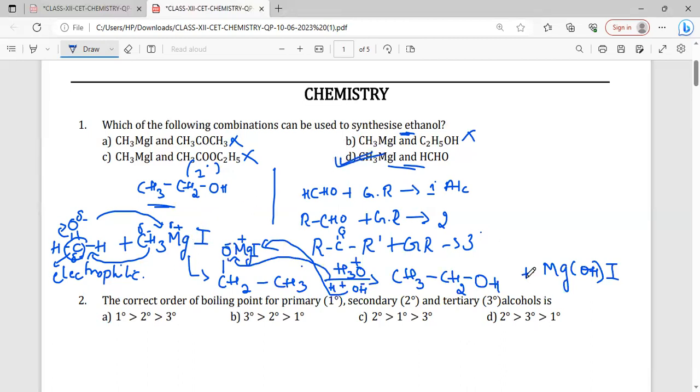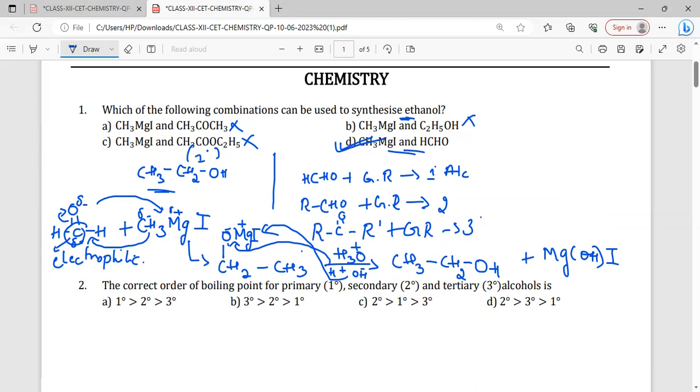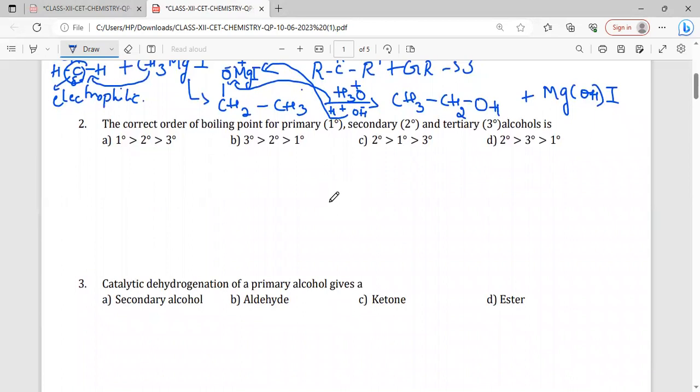Okay. Next question: the correct order of boiling point for primary, secondary, and tertiary alcohols. Very easy and straightforward question. We know that boiling point is directly proportional to the number of carbon atoms. But here, if we have primary, secondary, and tertiary alcohols, the number of carbon atoms is the same. But what can we observe? We can observe branching, and boiling point is inversely proportional to branching.